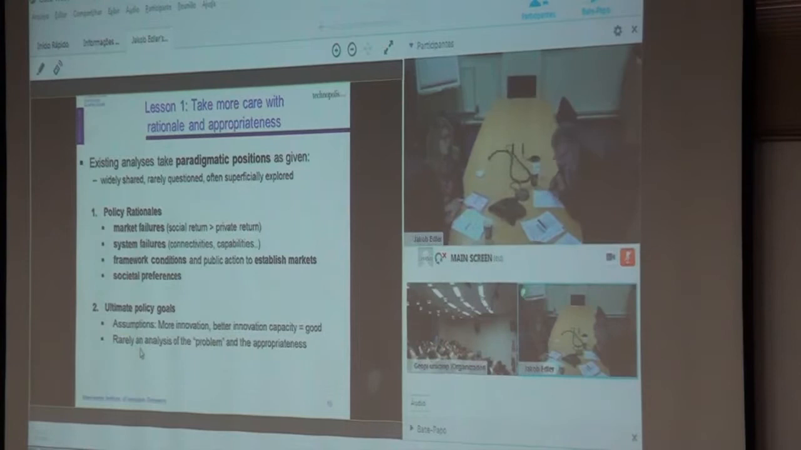So rationales and appropriateness are often mentioned, but too often they are not really part of the analysis, which of course means we have a limitation in generalizing and interpreting this.